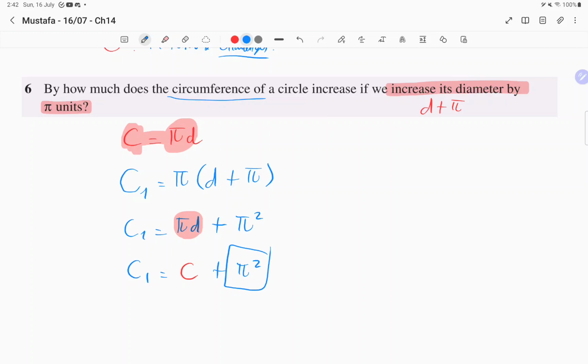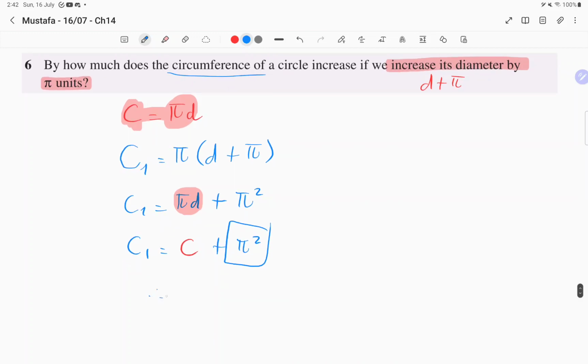Does that make sense? So it will be, therefore, the circumference will increase by pi squared units. Okay?